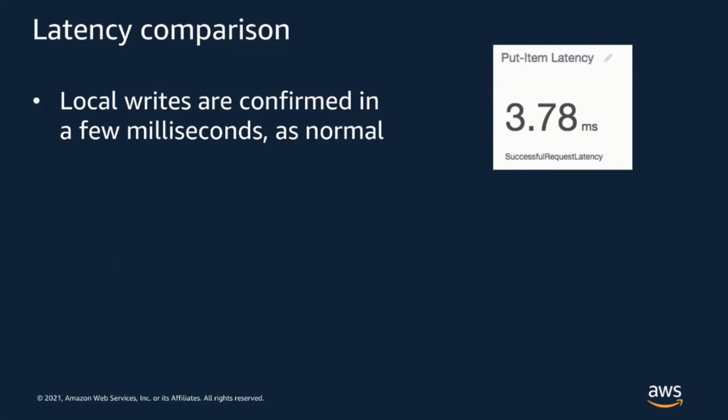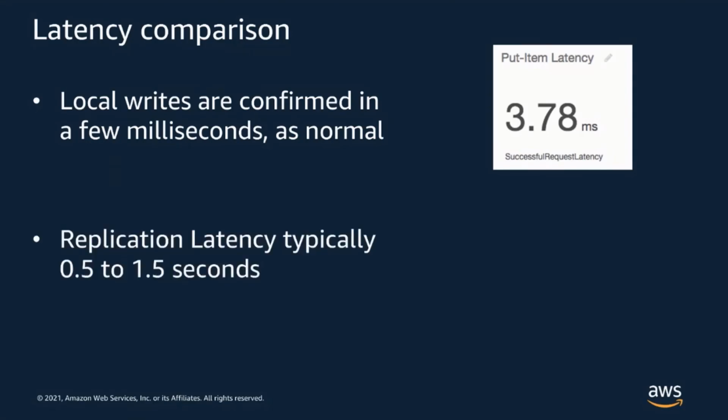So here's a look at some latency comparisons that I ran yesterday just to prepare for this. Just to put item latency to a table locally, you can see this yourself in your CloudWatch dashboard. But it can be very, very fast. 5 milliseconds. Here we see even under 4 milliseconds.